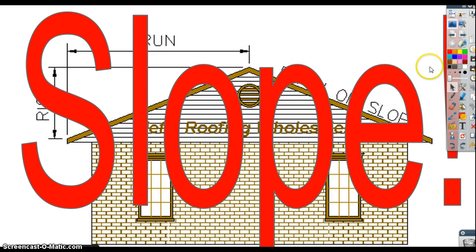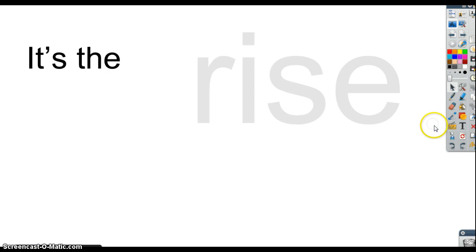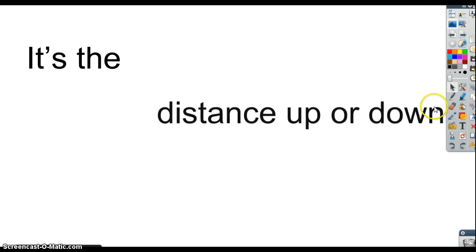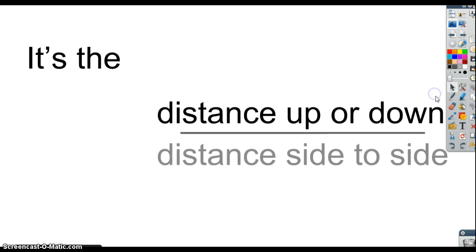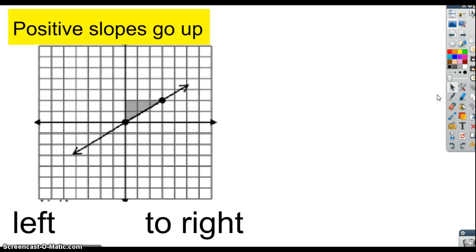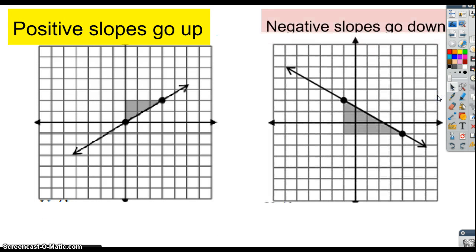Slope. Let's remind ourselves what the definition was. So here I have the slope of a rooftop. It's the rise over the run. The distance up or down divided by the distance side to side. Okay, and then there were some more lines after that we need to define. So let's get on to those. As the line moves from left to right, positive slopes go up, negative slopes go down.